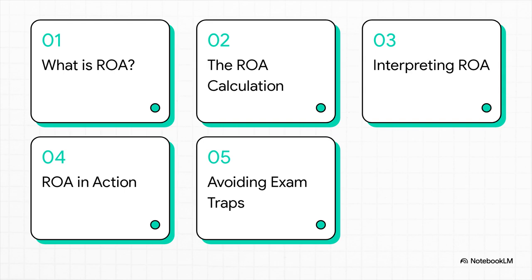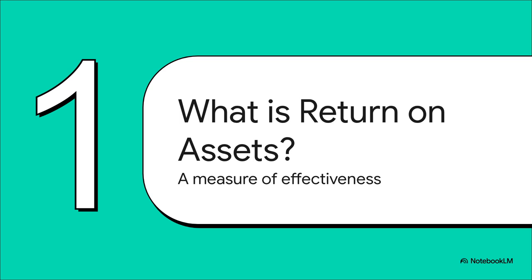So here's our game plan. First, we'll nail down what ROA actually is. Then, we're going to crunch some numbers. After that, we'll talk about what those numbers are telling us, see it in a side-by-side comparison, and then, and this is key for your exam, we'll cover the common traps you need to watch out for. Okay, let's start with the big picture.